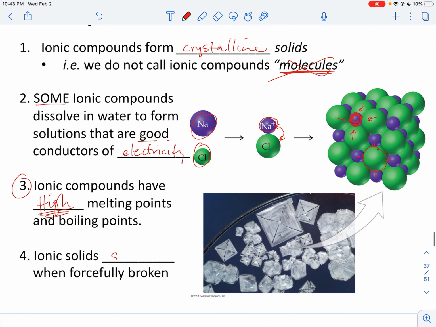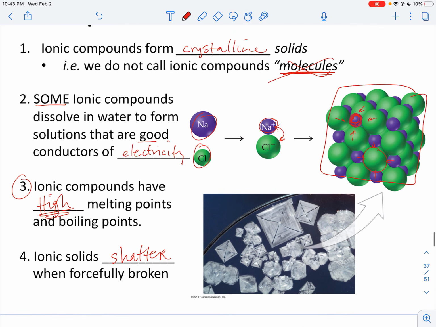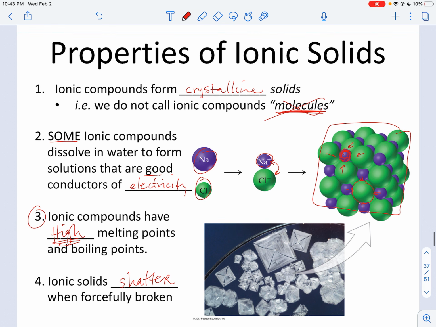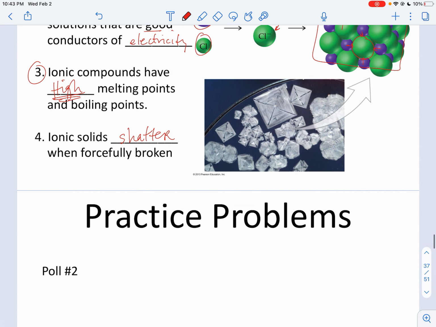Okay, lastly, ionic solids shatter when forcefully broken. Glass would be an example there, but they shatter because, again, they are these ordered crystalline things, and so when they break, they'll typically break along a line of charges or along a ridge or an edge. And so, anyways, that's all the properties I'm going to talk about with ionic solids.